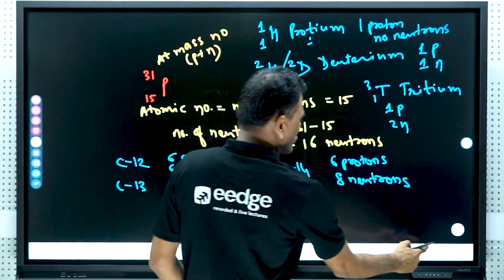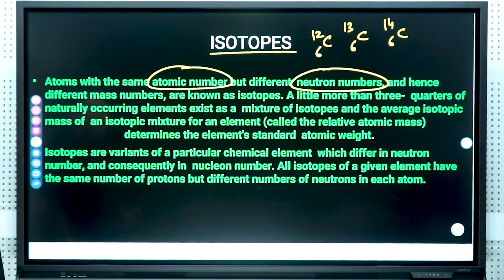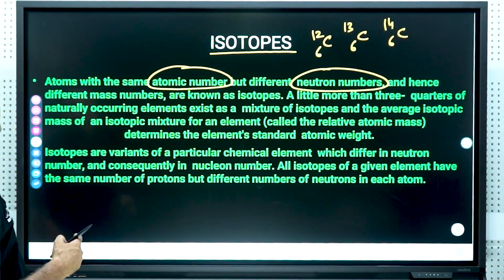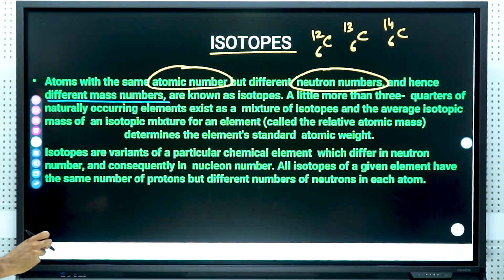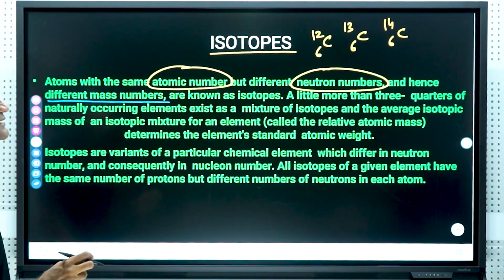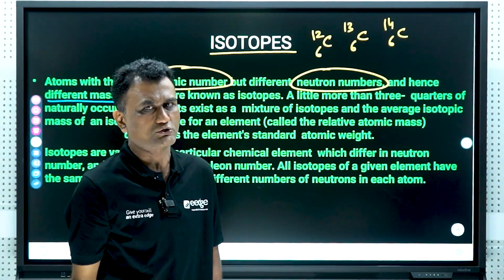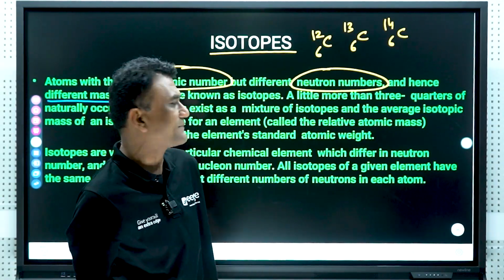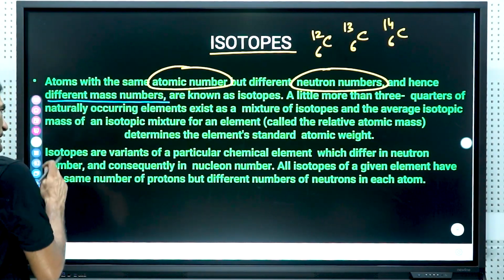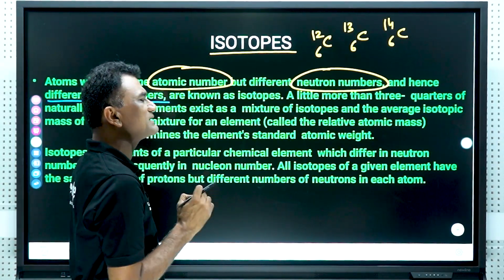So hope you have understood what isotopes are. Atoms with the same atomic number but different neutron numbers, and hence different mass numbers, are known as isotopes. A little more than 3/4 of naturally occurring elements exist as a mixture of isotopes. Most of the elements in nature have isotopes, meaning different types of atoms. And the average atomic mass of an isotopic mixture of an element determines the element's standard atomic weight.